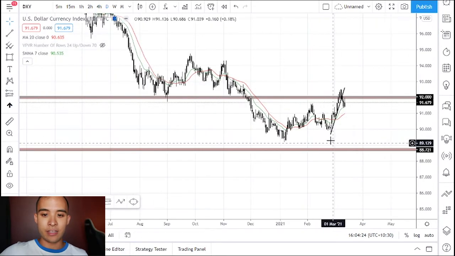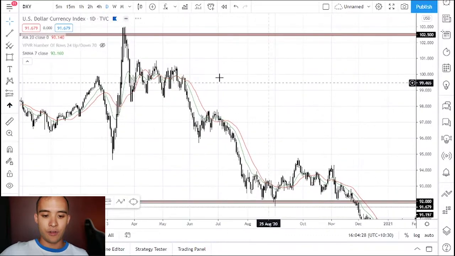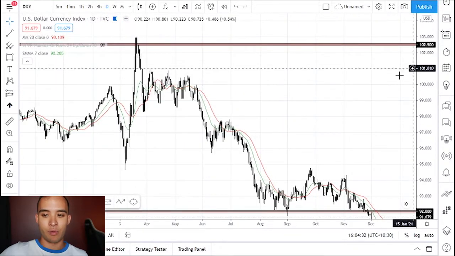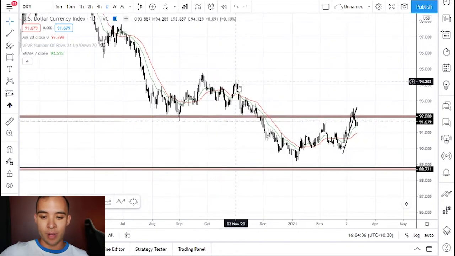And here on the daily, you can see that the downtrend is a lot more clear. If we go all the way back to April, we can see that price could not break above the 102. Big sharp drop all the way down.